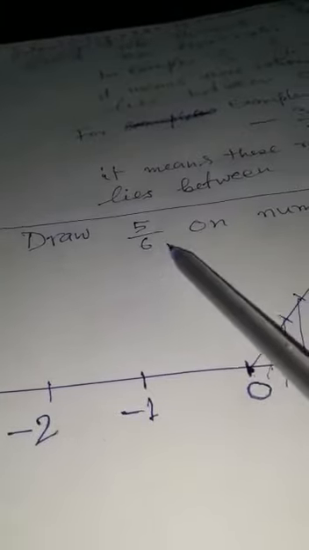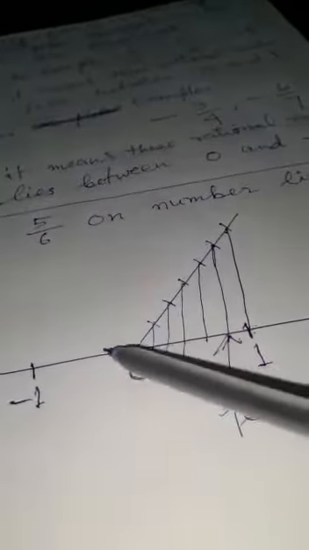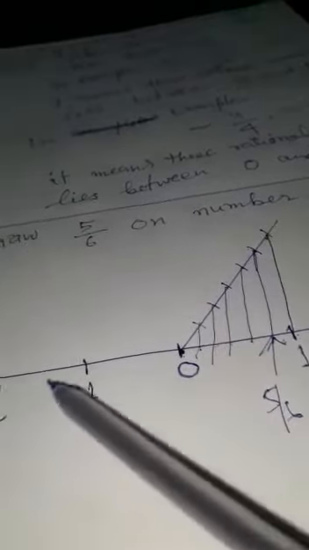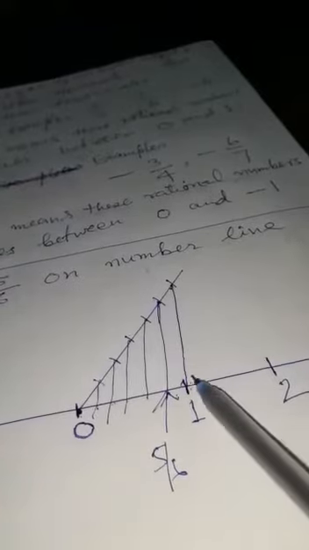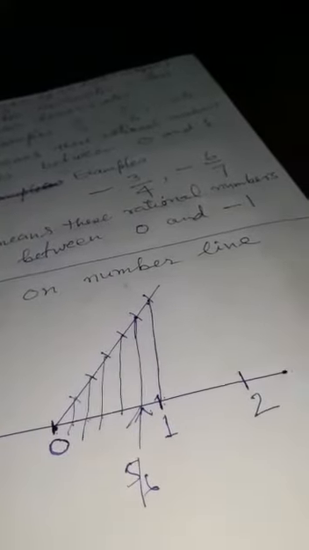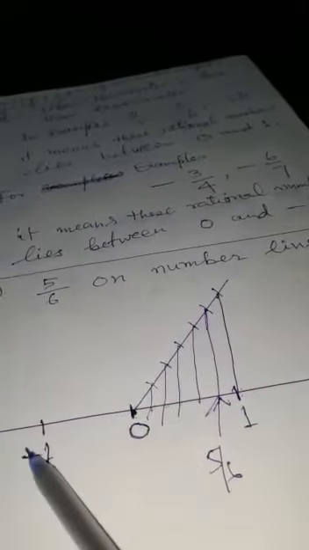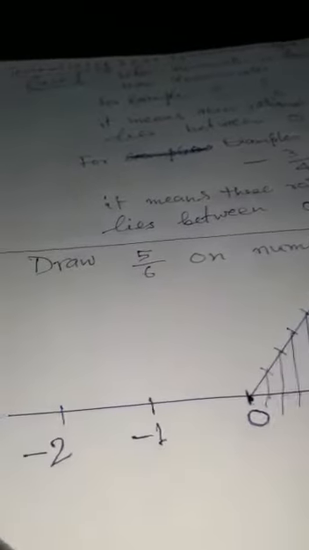So first of all, I am going to draw a rational number whose numerator is less than the denominator, like 5 by 6, on the number line. At point 0, draw a straight line and take equal distances like 1, 2, 3, and on the left side minus 1, minus 2, like that.